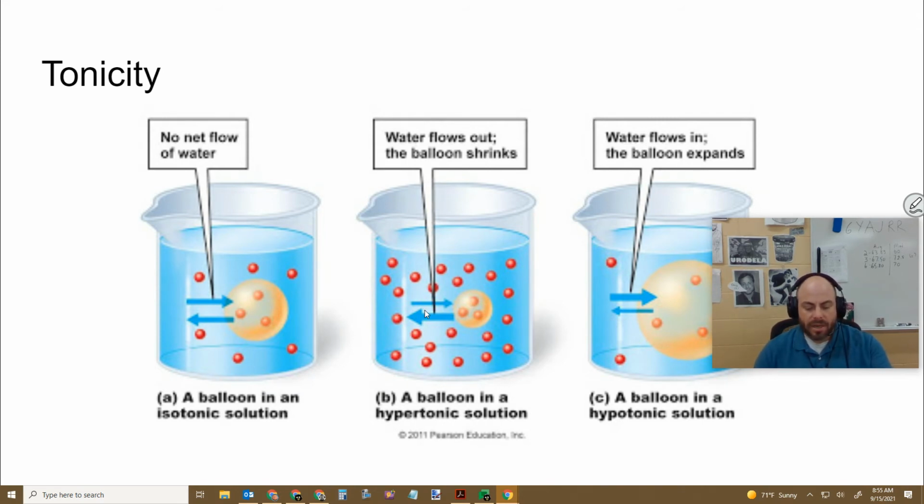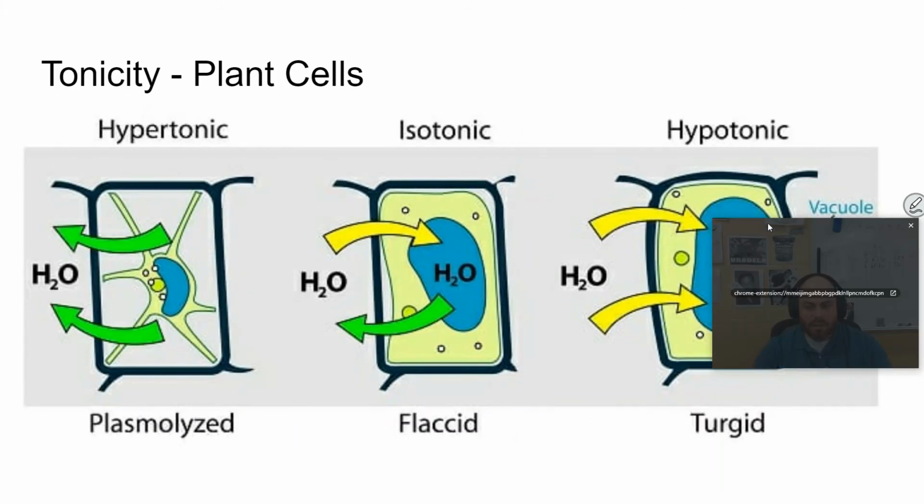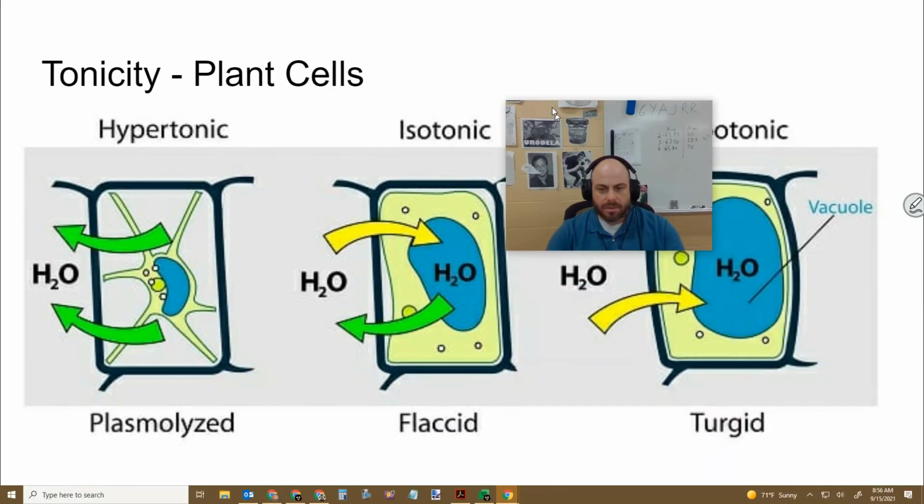When a cell's in an isotonic situation, what we say is that there's a dynamic equilibrium. And what we mean by dynamic equilibrium is that it's an equilibrium, but it's dynamic in that there's still movement. There's as much water going in as there is going out. And so there's no net movement, but there is still movement of water. It's not like things are frozen. There's still movement. There's just no net movement. All right, so let's talk about how this looks in plant cells.